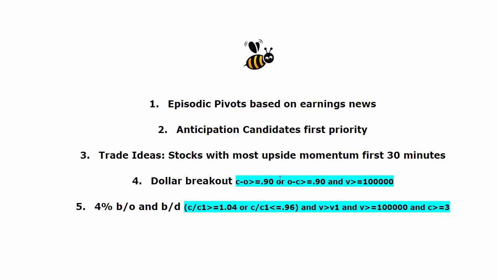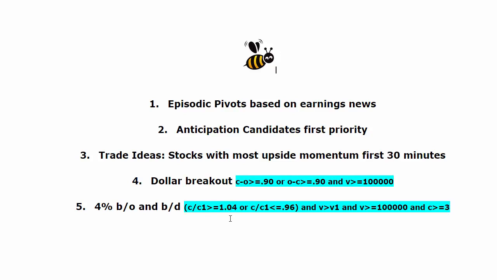C minus O is greater than 90. That means the closing price minus the opening price is greater than 90 cents, or the stock is either up 90 cents or down 90 cents. So that's one scan, and I find a lot of my swing trading candidates of 8 to 20% kind of moves from this.